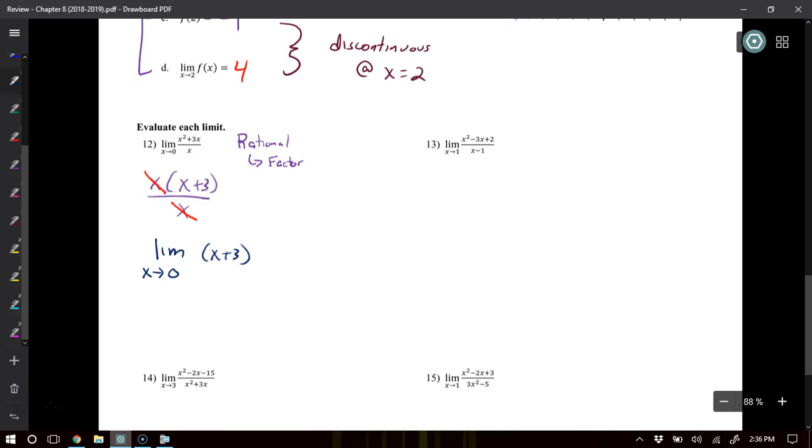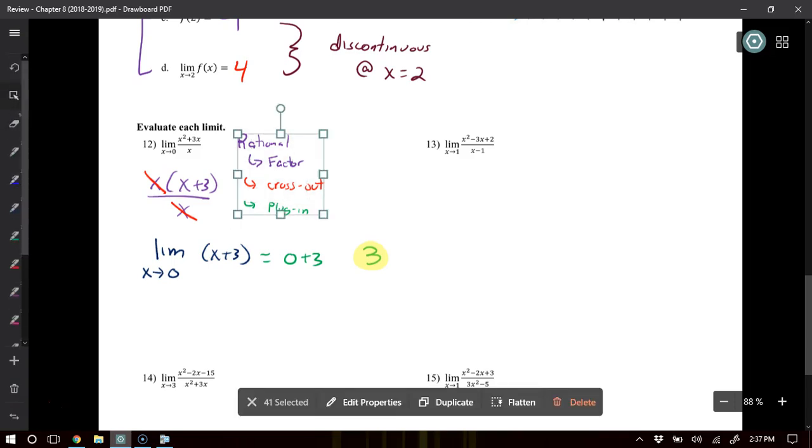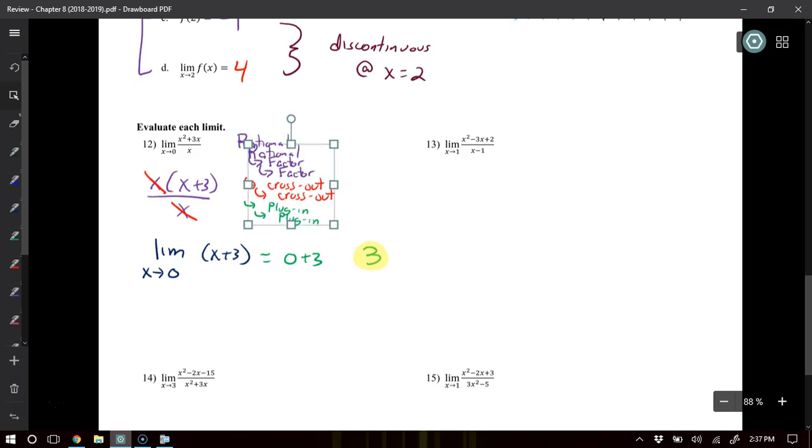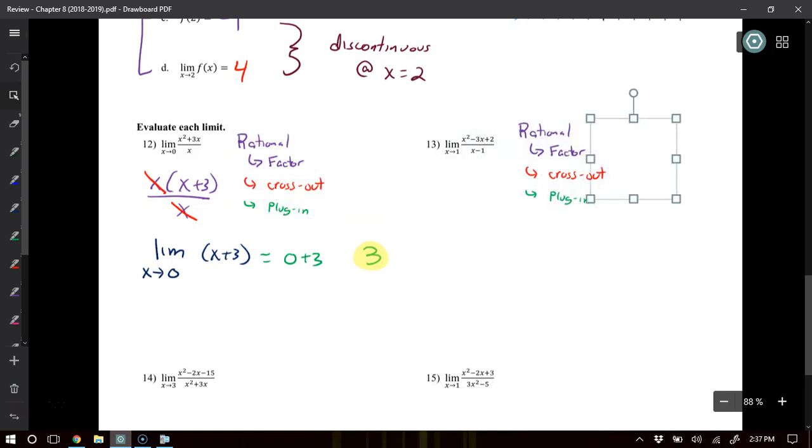So factor, the next thing I did was I crossed out any common factors. And now what you do is you plug in. Because now you removed the one that caused the problem. That x on the bottom caused a big issue. So if I plug in, I'm going to get 0 plus 3. My answer is 3. So there's the value of the limit. So I analyze first. If it's rational, I'm going to factor, cross out, and then plug in my number.